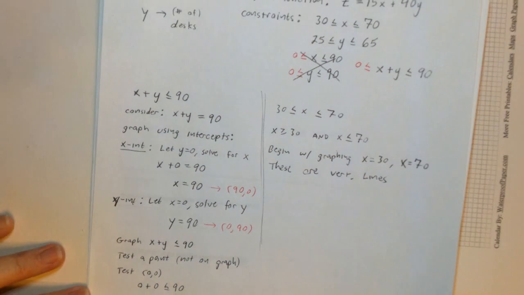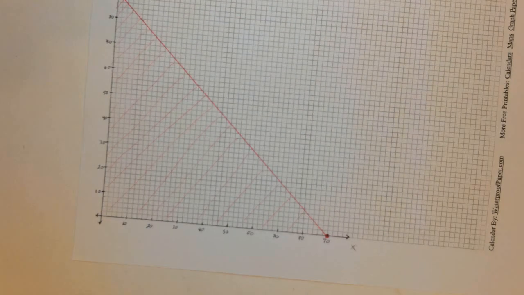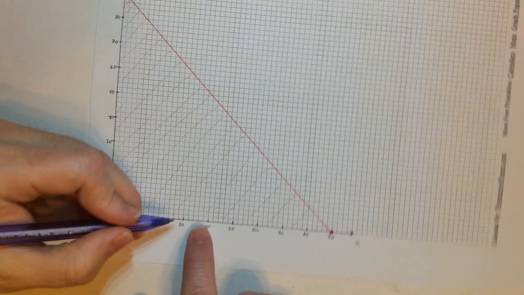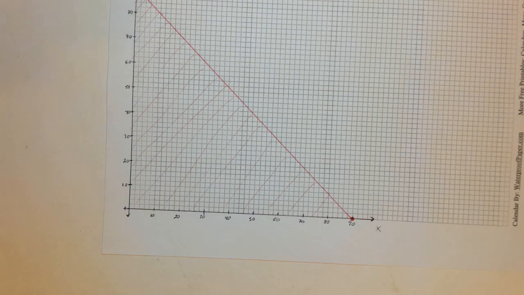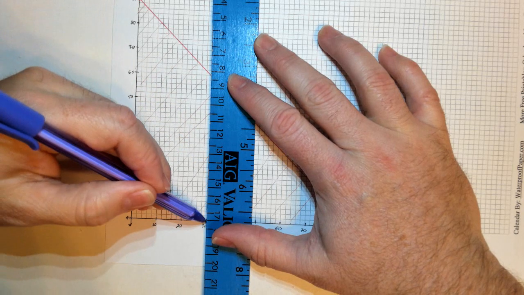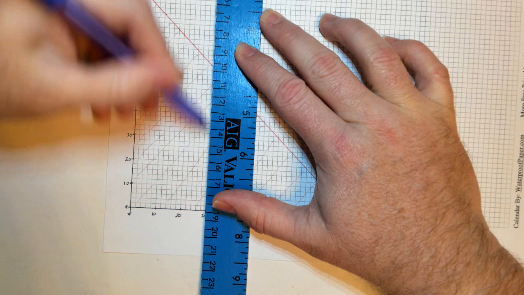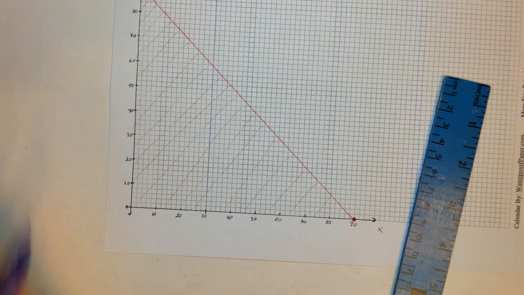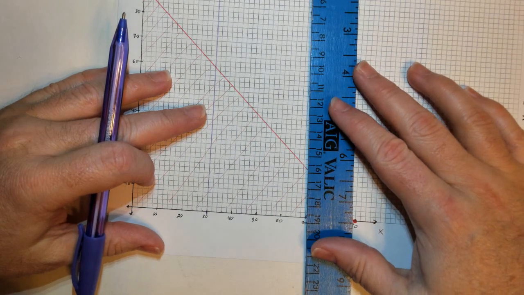Okay, so I go back to my graph. Let's do this one in purple. All right, I'm going to graph these two lines in purple. So x equals 30. And we look here, there's 30. This is a vertical line. The other one was x equals 70. So x equals 70.